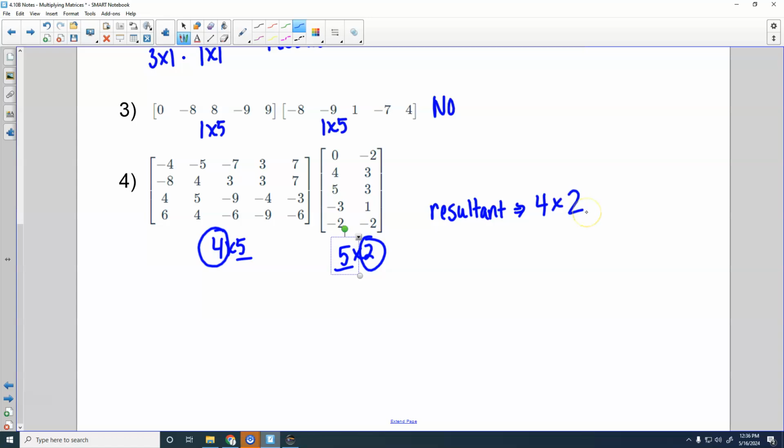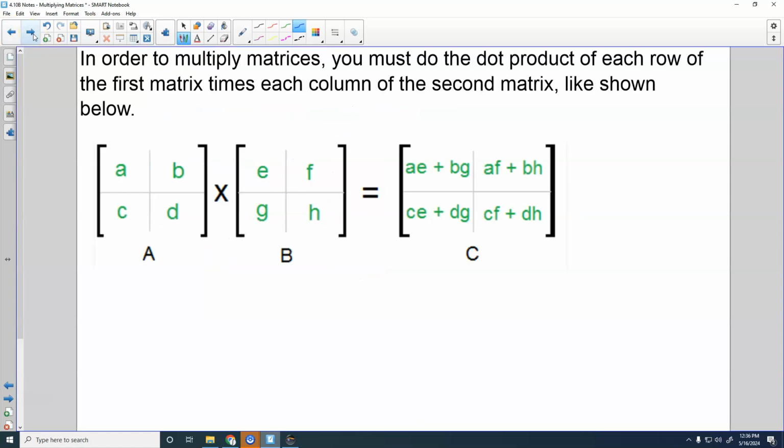Okay, everybody good there? Does that make sense? So that's the first thing to look out for, because sometimes you can't multiply the matrices together. All right, so here is how we multiply matrix together. In order to multiply matrices, you must do the dot product of each row of the first matrix times the column of the second matrix, and that is going to look like this. So rows come from the first matrix, columns from the second matrix.